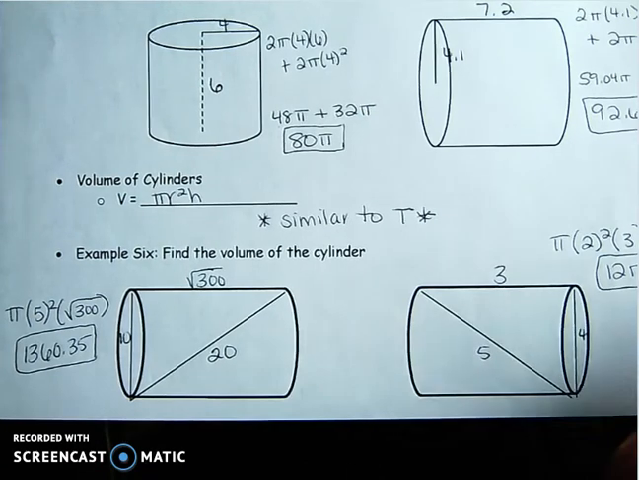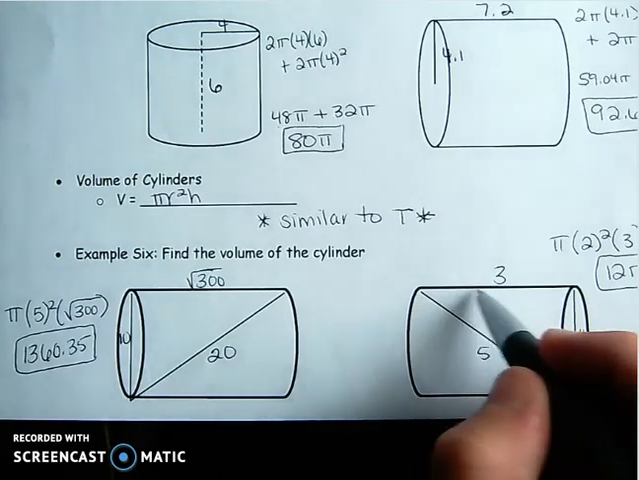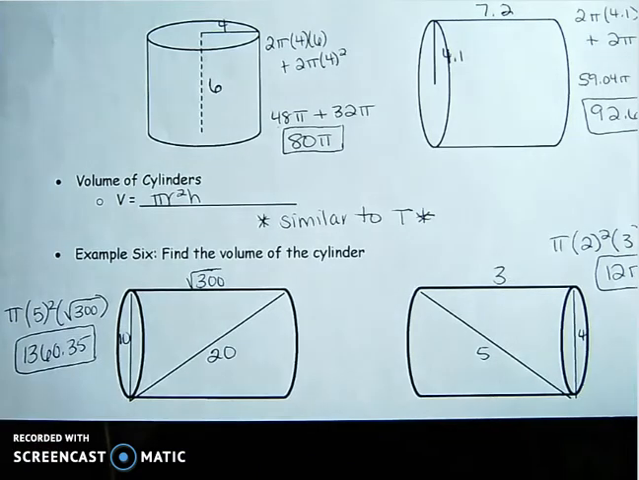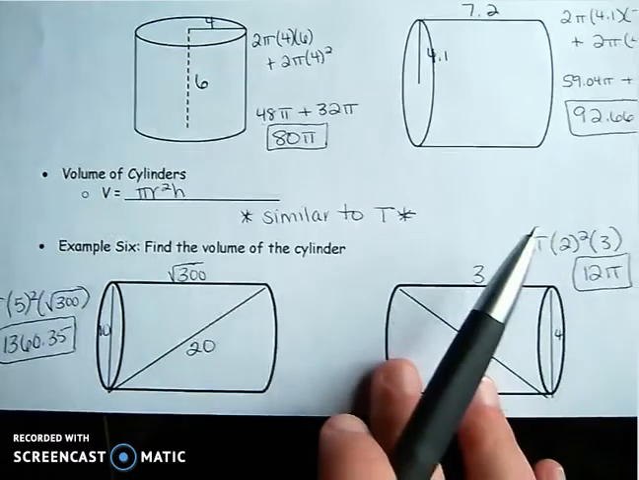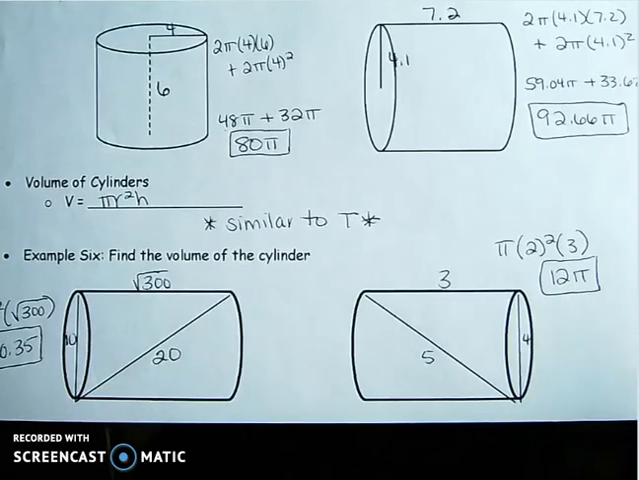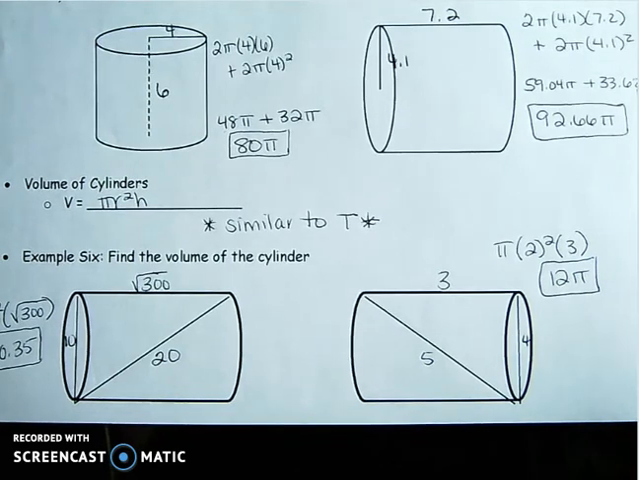In the next one, you are given 4 and 5. Well, if you remember your Pythagorean triples, that means this has to be 3. And remember, pictures are never drawn to scale. So even though this looks longer than that, this 3 is still 3. Plug it in your formula, you get 12 pi or 37.699 and some change. With these types of figures, remember again, Pythagorean theorem is your best friend. If you have any questions on cylinders, please ask Miss Lewis now.